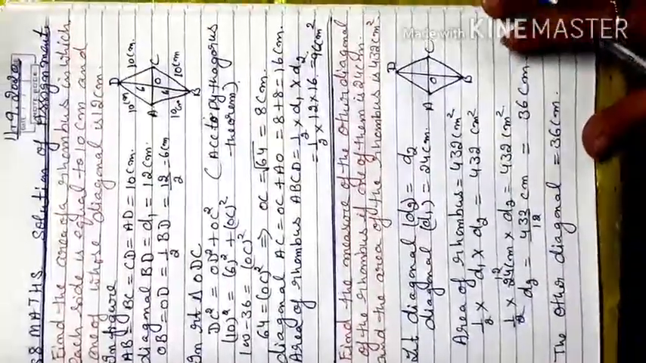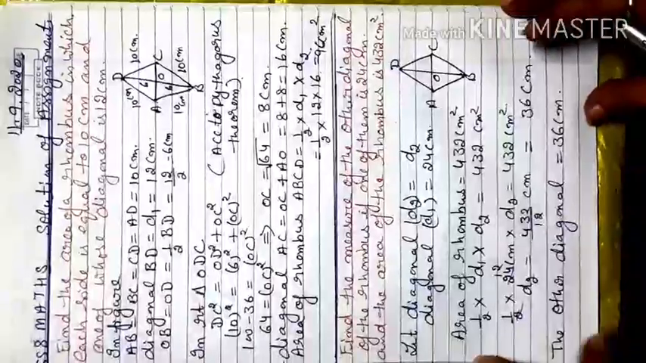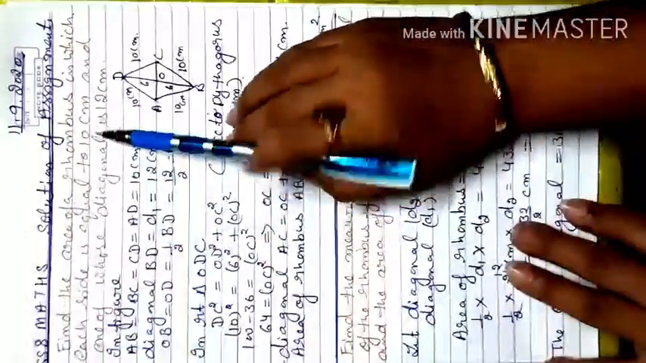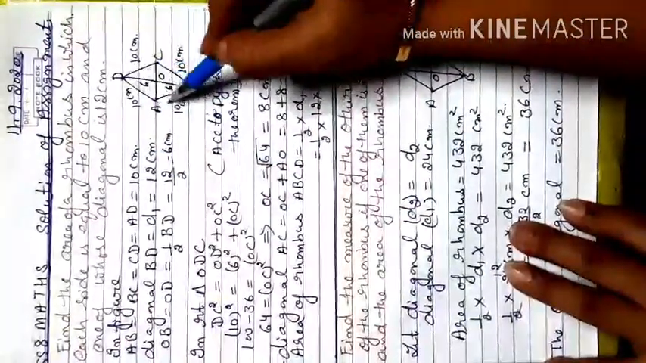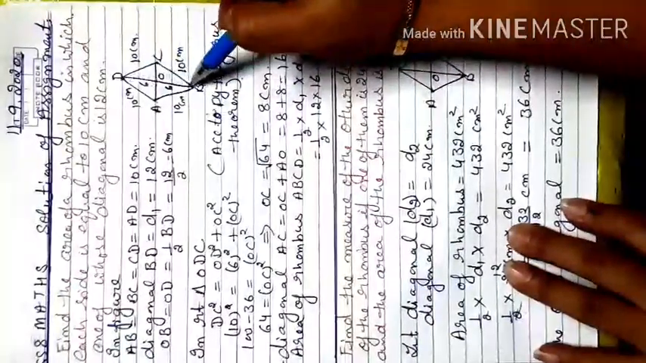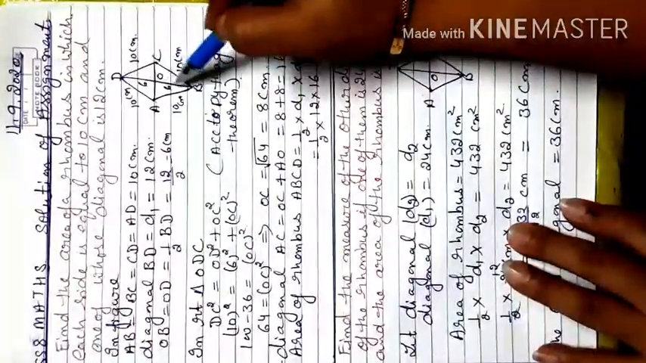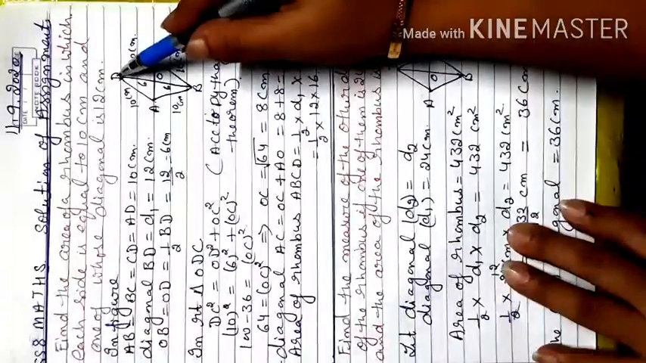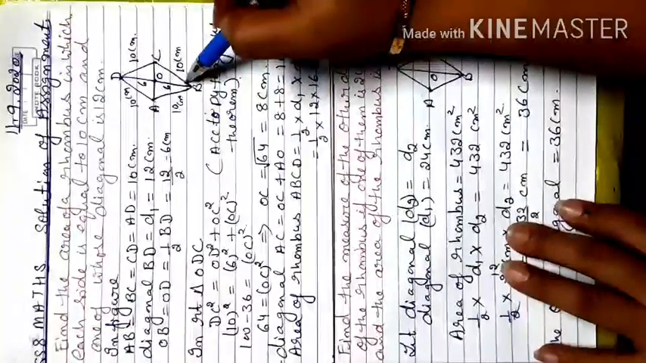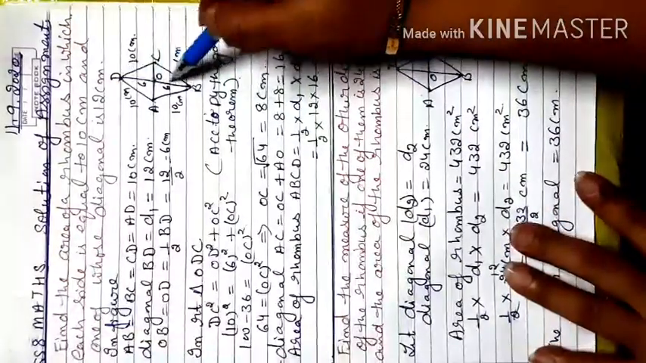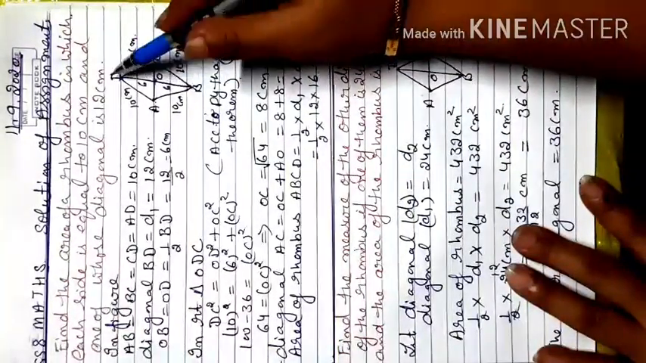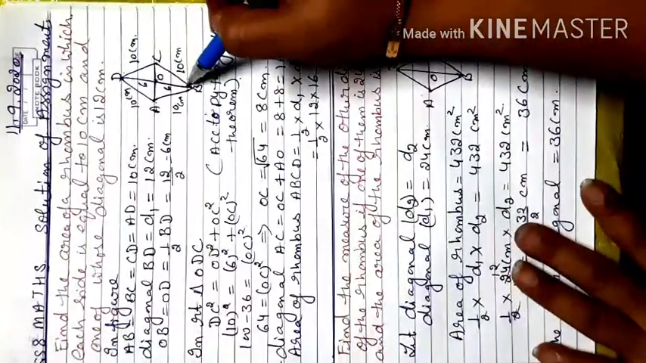Now your fourth question is: find the area of the rhombus in which each side is equal to 10 centimeter. Here the measurement is given to you as 10 centimeter, and suppose the diagonal BD is given as 12 centimeter. I already told you that when diagonals cut at a common point, they divide each other into two equal parts. So if the whole length is 12, half of 12 is 6 and half of 12 is 6. OB and OD will be equal to 6 centimeter each.